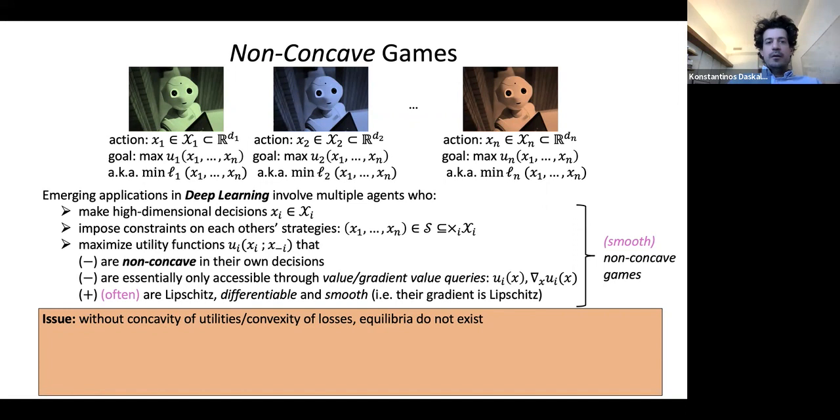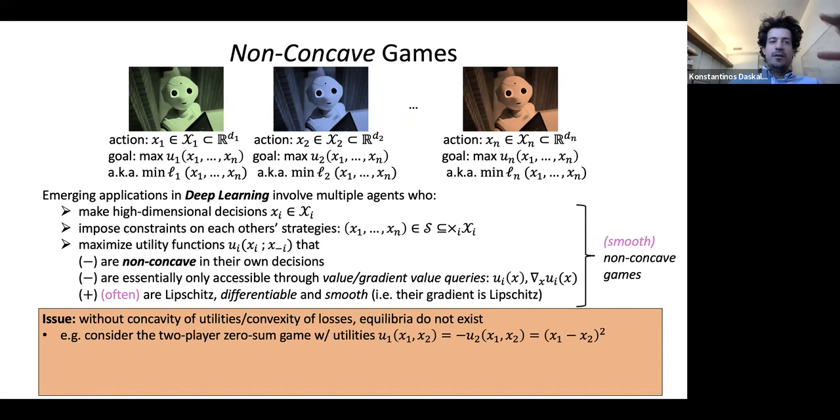And that's not hard to see. Here's a silly game where equilibria already fail to exist. Imagine a two-player zero-sum game where one player is choosing a number, x1, and the other player is also choosing a number, x2. The utility of the first player is their distance squared. The utility of the other player is minus that. No matter the numbers that people choose, if they're equal, player one wants to get out of there. If they're different, player two wants to go and match player one. This game doesn't have equilibria. There's no pair of numbers so that no player wants to deviate, which is the Nash equilibrium condition.